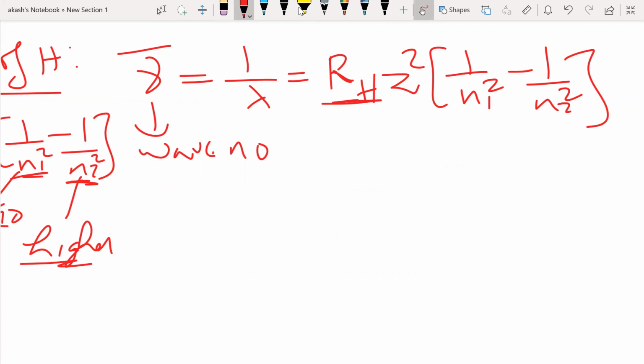Now what is the value of RH? RH is what is called your Rydberg's constant. Let me give you the value. It is 1.09 into 10 to the power 7 per meter. That's the value for RH. RH is Rydberg's constant.